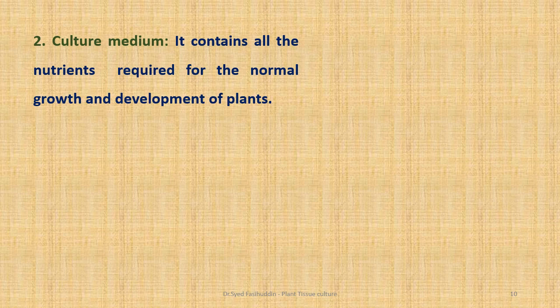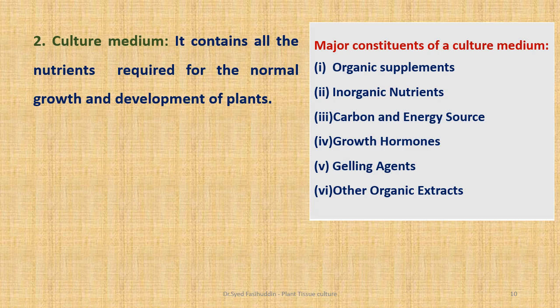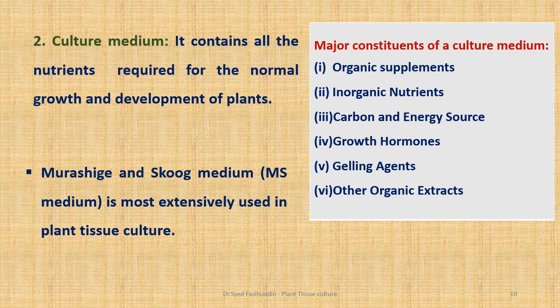Culture medium. It contains all nutrients required for the normal growth and development of the plants. The major constituents of culture medium include organic supplements, inorganic nutrients, carbon and energy source, growth hormones, gelling agents, and other organic extracts. Murashige and Skoog medium, which is popularly called MS medium, is most extensively used in plant tissue culture.